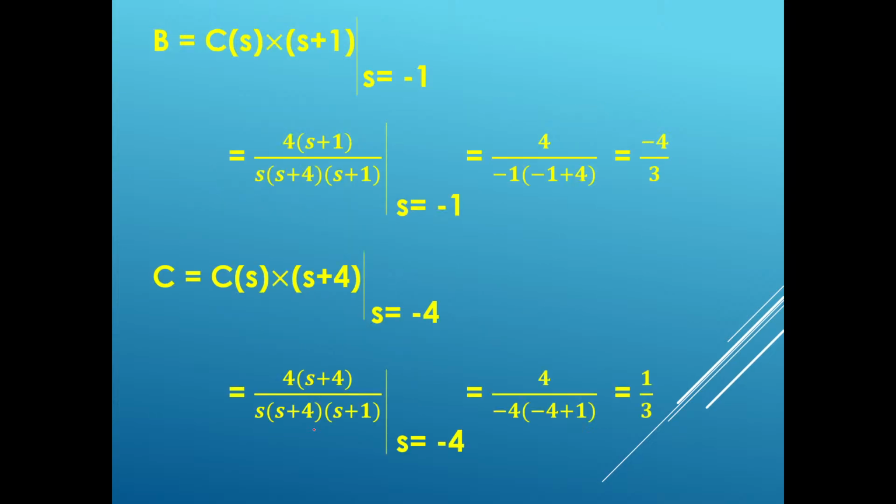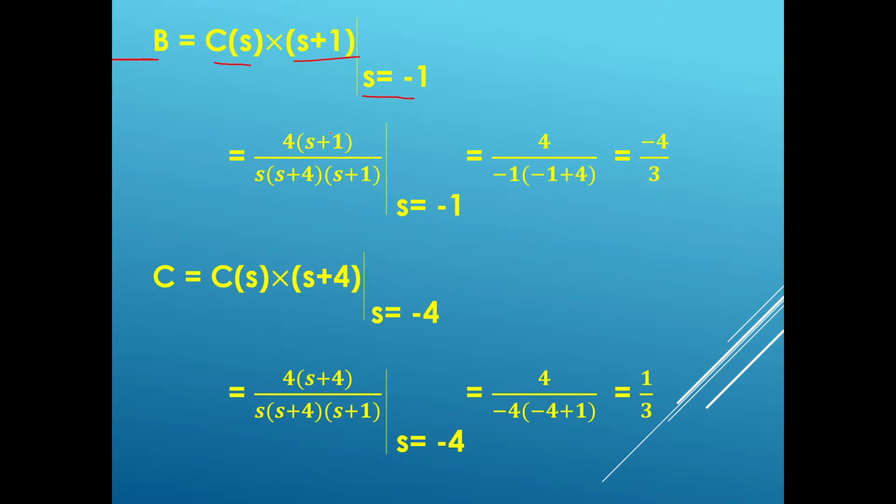I hope you have completed. Now let's determine B. B is equal to what? C of s into s plus 1 at s is equal to minus 1. So what is C of s? It is 4 divided by s into s plus 4 into s plus 1, here it is.